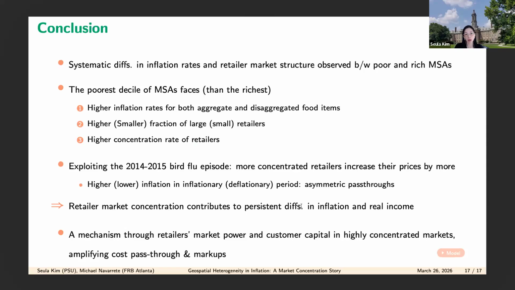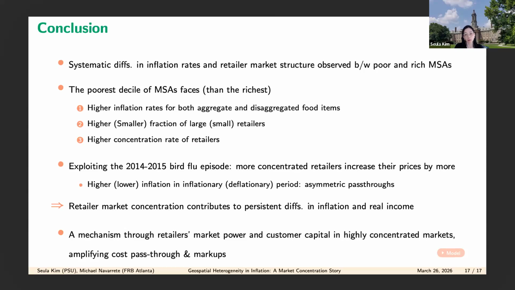So let me wrap up based on these results. In this paper, we find systematic differences in inflation rates and retailer market structure across different regions having different income levels. In particular, we find that poor income areas face higher inflation rates and also higher concentration at the same time. And we try to relate that by using this causal experimentation exploiting the bird flu episode.